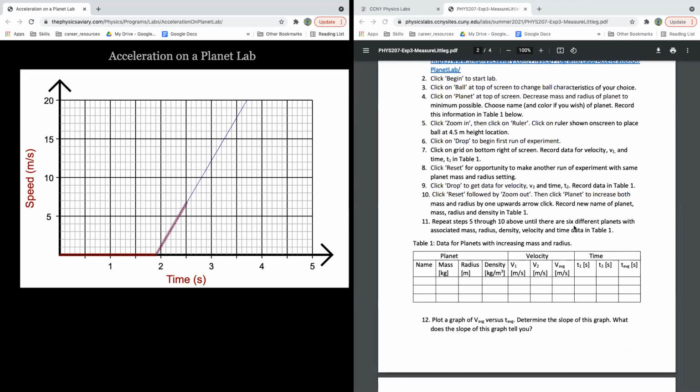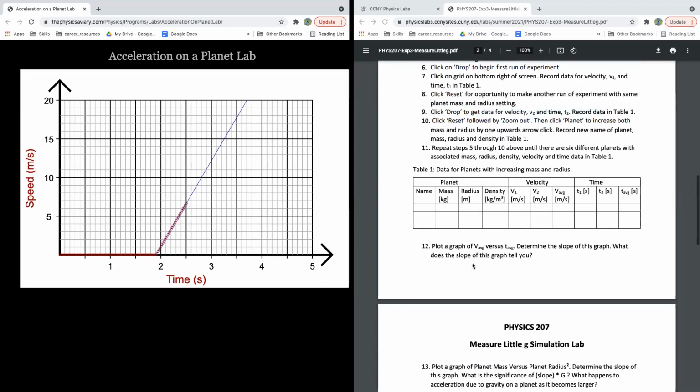So you would do 6 experiments for 6 planets, and then you keep the record here, and then try to plot a graph of the average, which is the average here, versus t average. Determine the slope of this graph. So can anyone tell me what does the slope mean here? What does this slope of the graph tell us? The acceleration. Yeah, that's correct. This is acceleration. Acceleration is also known as the little g, because this is like a free dropping, right? So this is basically asking you to plot a graph to figure out the acceleration.